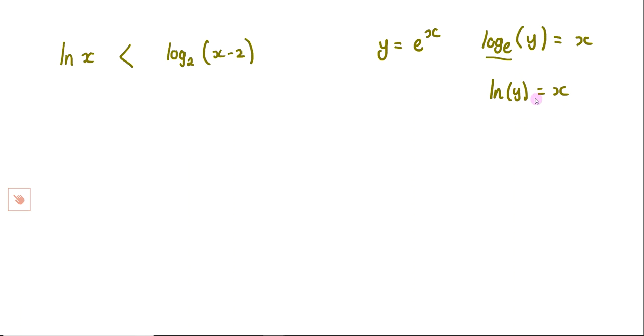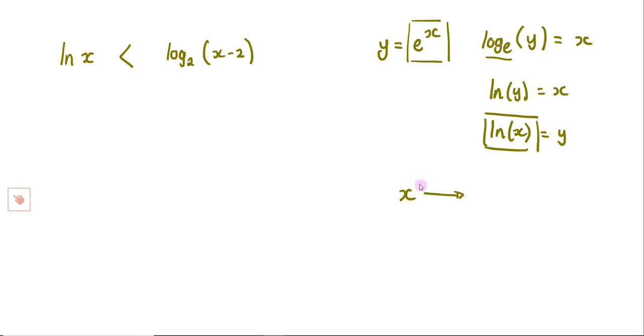If we then write it as its own function in its own right, it's the natural log of x equals y. Okay, got that? So the natural log of x is the inverse function of e to the power of x. Now, what do you know about inverse functions? I'm not going to do this again.